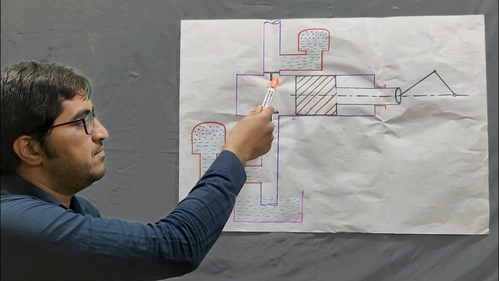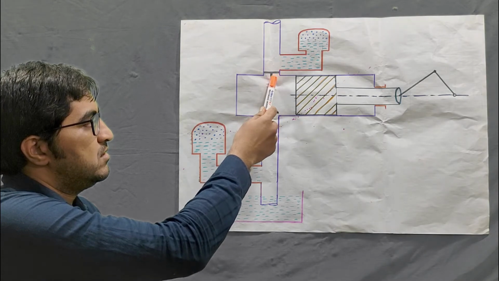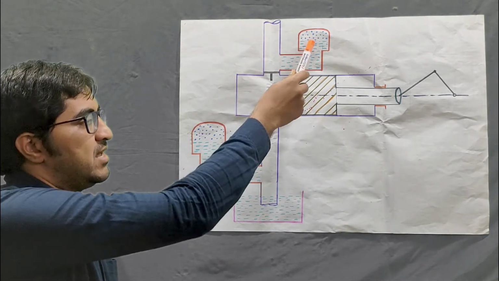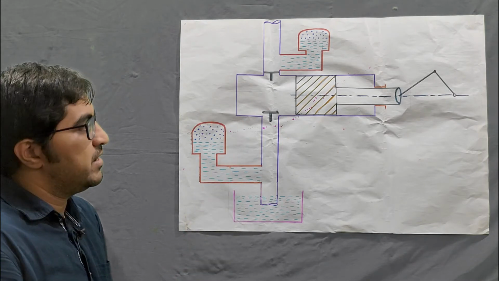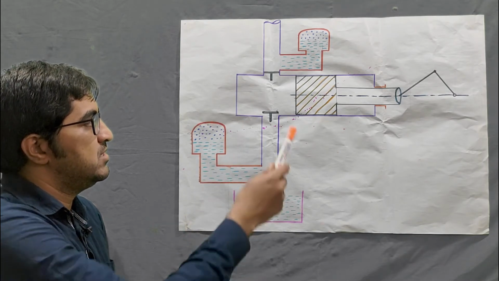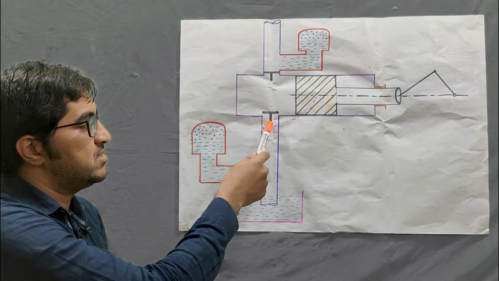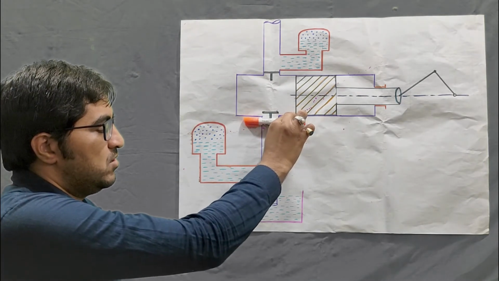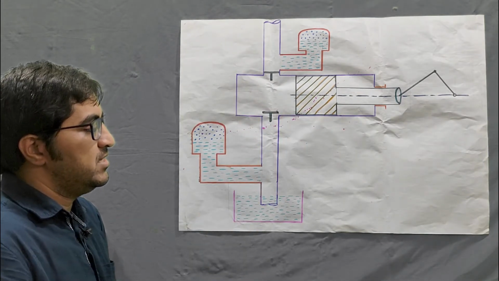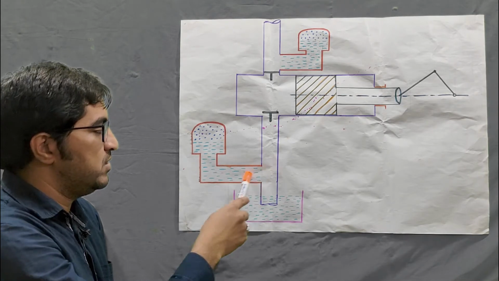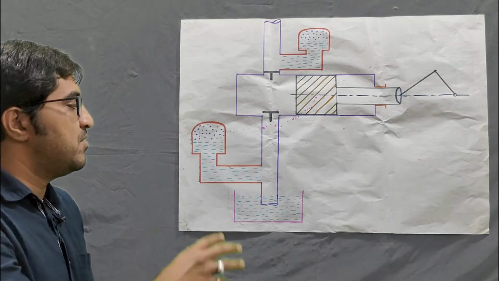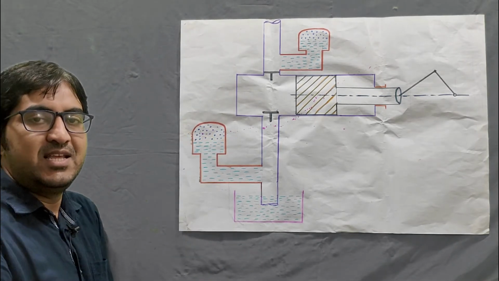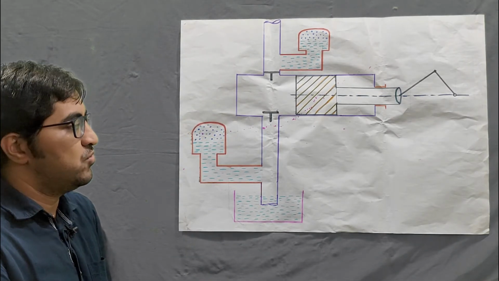At that time the fluid is taken by this air vessel, same as during the delivery stroke. During the delivery stroke the delivery valve remains open and the suction valve remains closed. At that time liquid is taken into the air vessel. So it is one type of reservoir, like in an IC engine where we use a flywheel to store the energy.